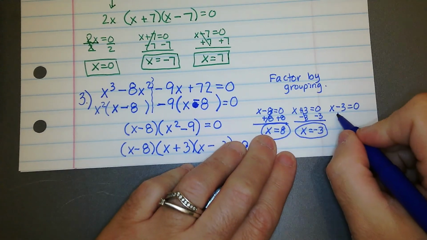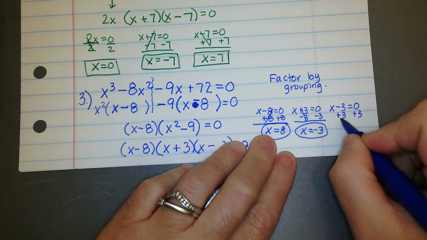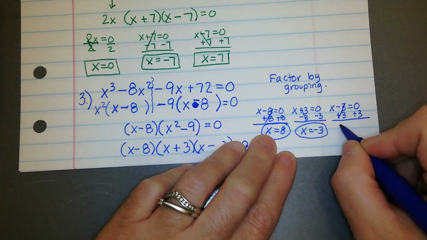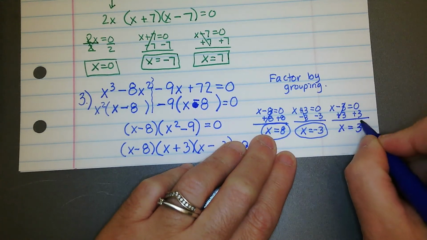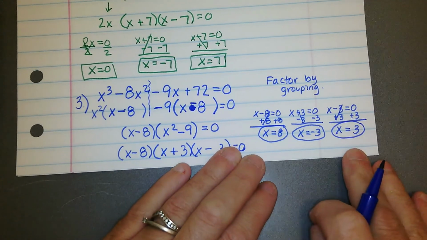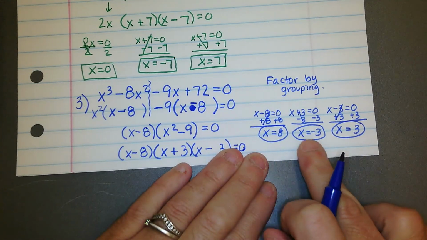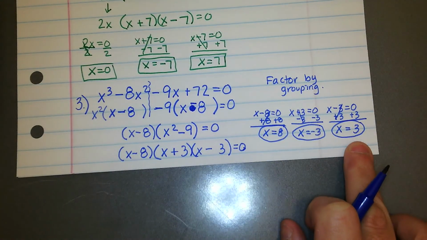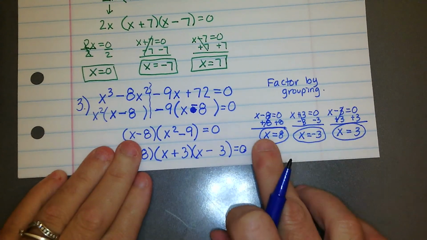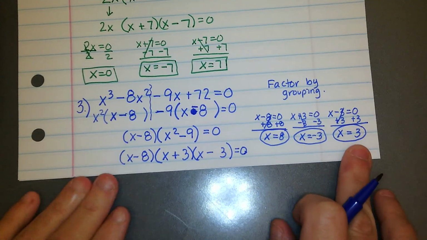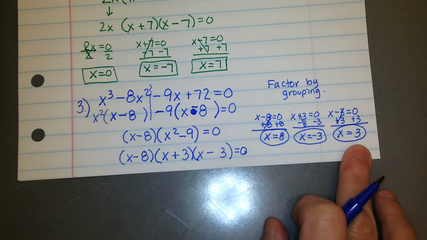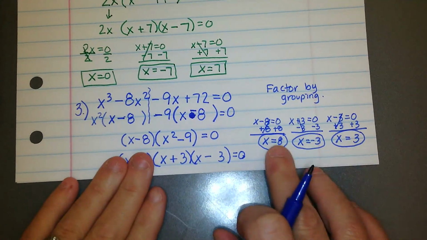This one I have to add 3 to get to the other side. x equals positive 3. There's our third solution. So this cubic has 3 answers, 3 roots, 3 zeros. They all mean the same thing. These are our places where our function or our cubic crosses the x-axis.